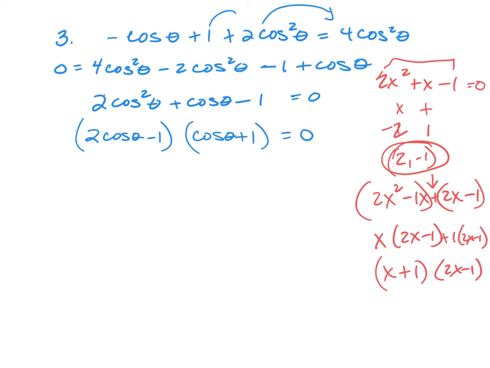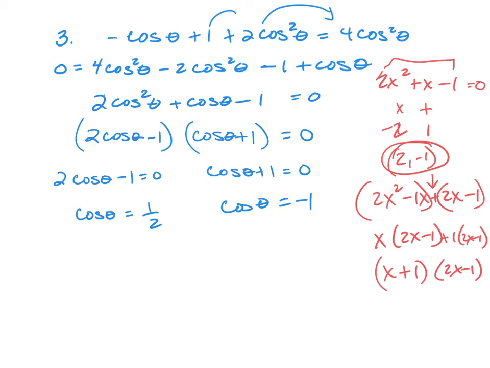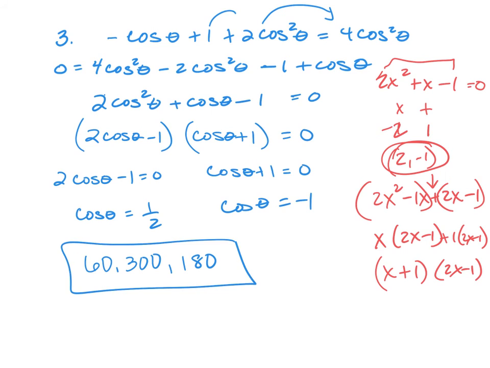So now we're ready to make them each equal to 0. So we have 2 cosine of theta minus 1 equals 0, and cosine of theta plus 1 equals 0. So this is going to be cosine of theta equals 1/2, and cosine of theta equals negative 1. And you go to your unit circle and find the cosine equal to 1/2 is going to be 60 and 300. And the cosine equals negative 1 is going to be 180. And those are your 3 solutions.